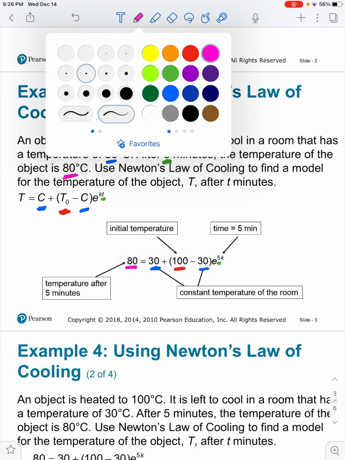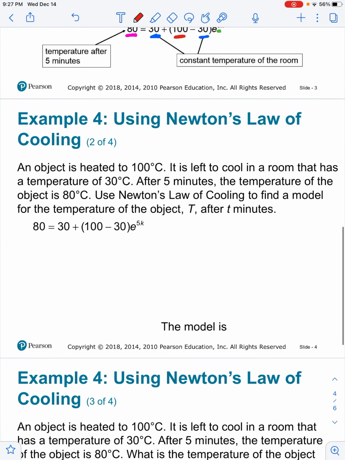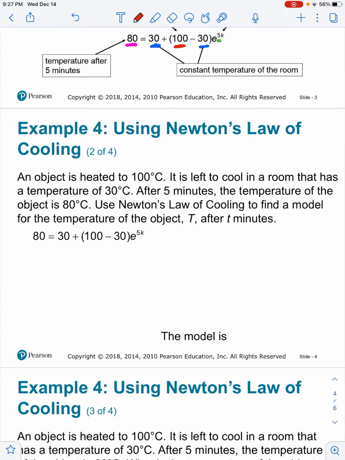So what we want to do next is see how we actually solve that model. So here is our model, and the first thing we want to do is try to isolate the exponential term. There's a lot going on in this problem, so as I look, the first thing I notice is that the quantity in parentheses can be simplified. 100 minus 30 would be 70 times e raised to the 5k. And so the next thing I want to do after I simplify what's in parentheses is I want to subtract 30 from both sides so that I can isolate my exponential term. That's going to give me 50 equals 70 times e raised to the 5k.